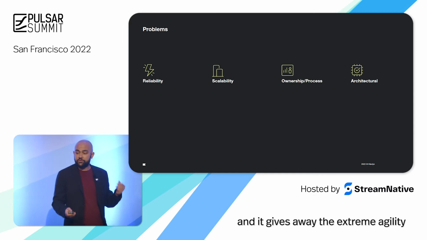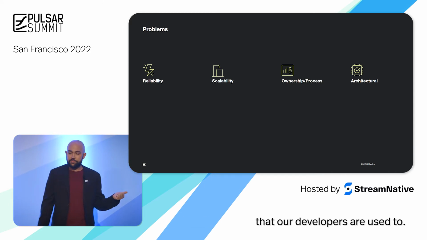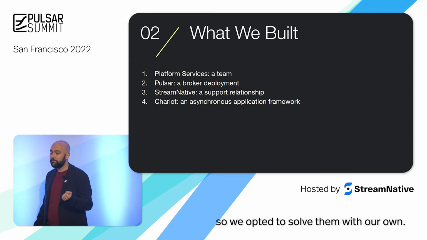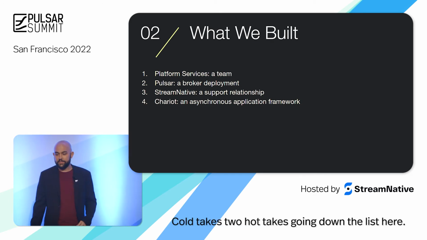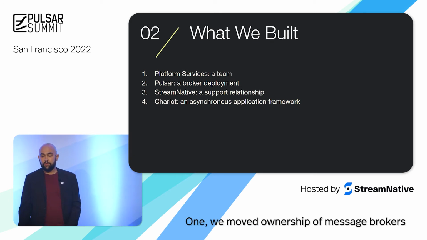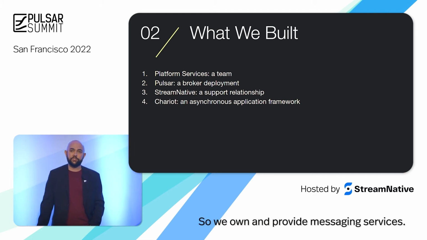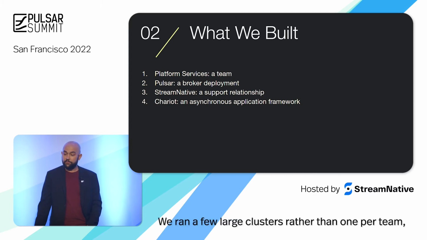And it gives away the extreme agility and freedom of that ad hoc per-message processing that our developers are used to. Instead, we ended up in this niche where there weren't really great solutions, so we opted to solve them with our own. It had the following parts: cold takes to hot takes, going down the list here. One, we moved ownership of message brokers centrally to a new team, so we own and provide messaging services. Every team doesn't have to own and run their own anymore. We adopted Pulsar. We ran a few large clusters rather than one per team, and we did that with help from StreamNative.